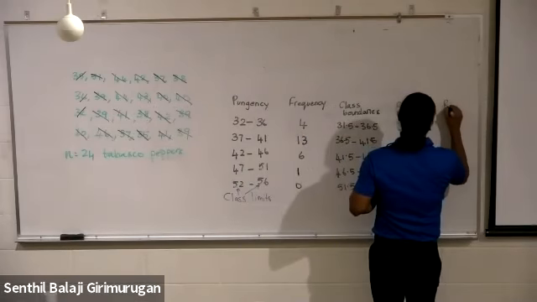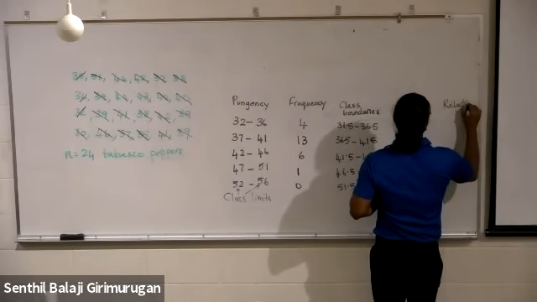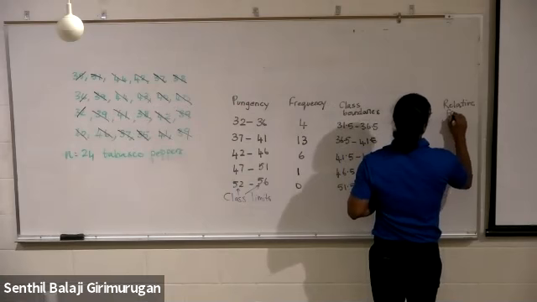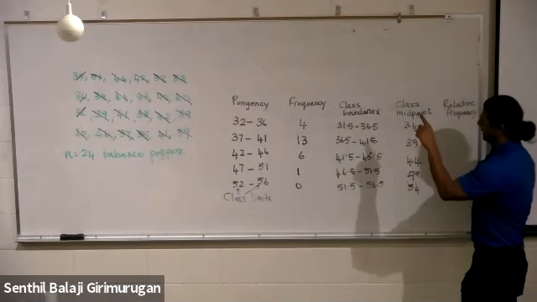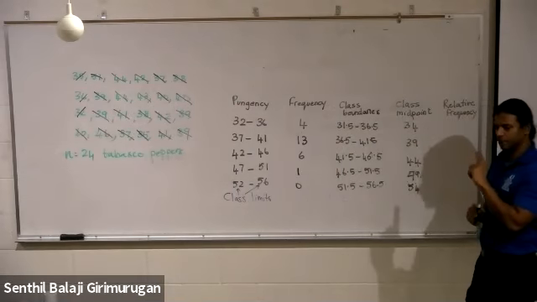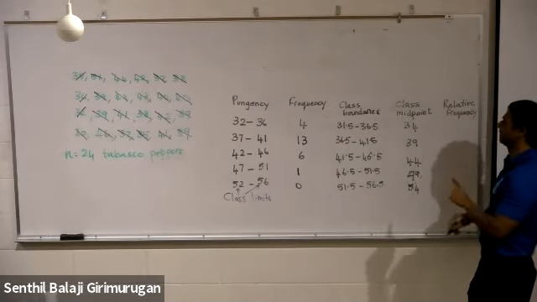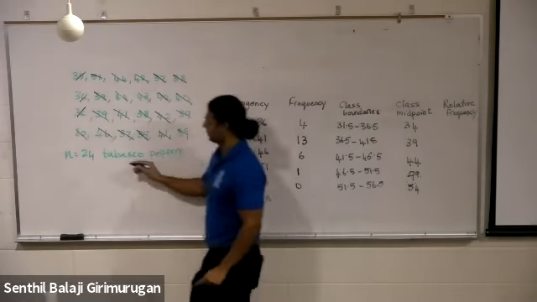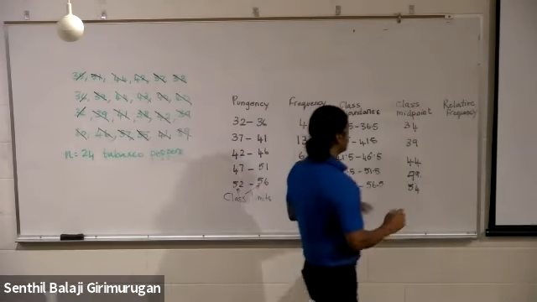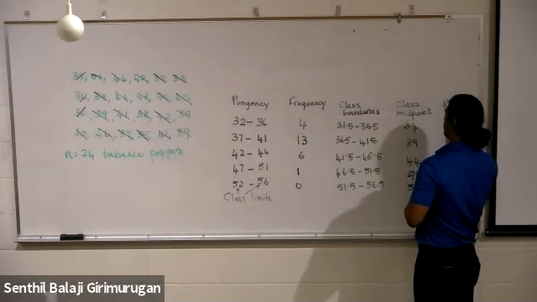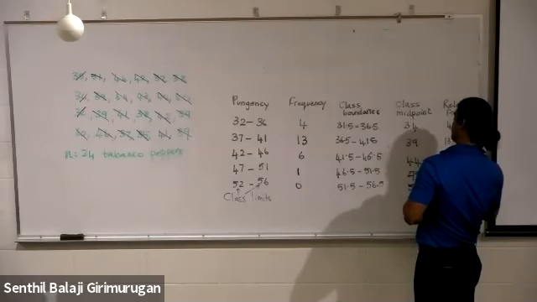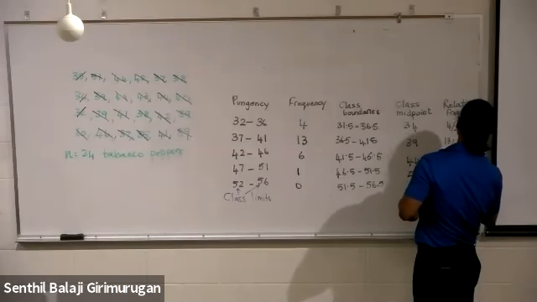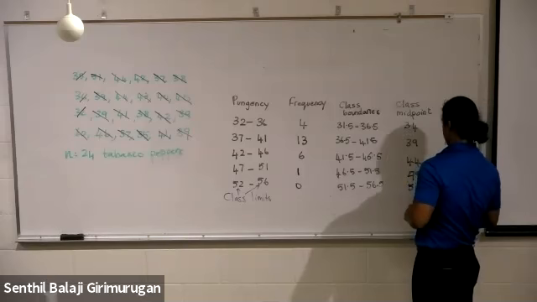So relative frequency. We take each frequency and we divide it by the total. We know the total is 24, so we have 4 over 24, 13 over 24, 6 over 24, 1 over 24, and 0.